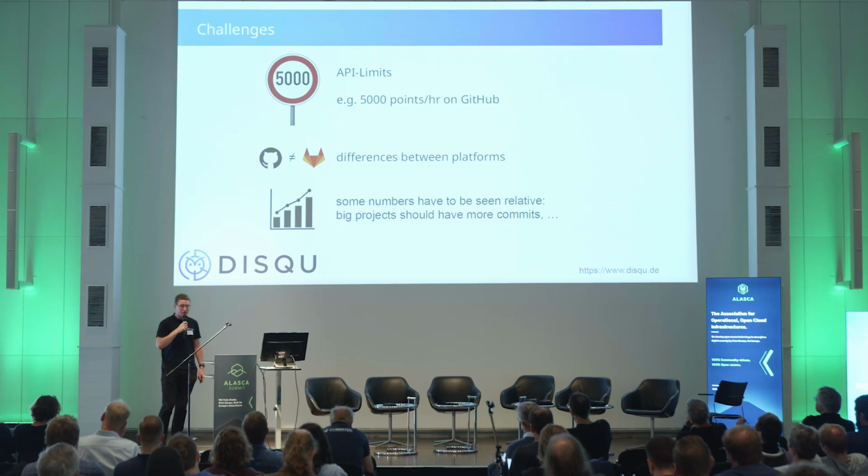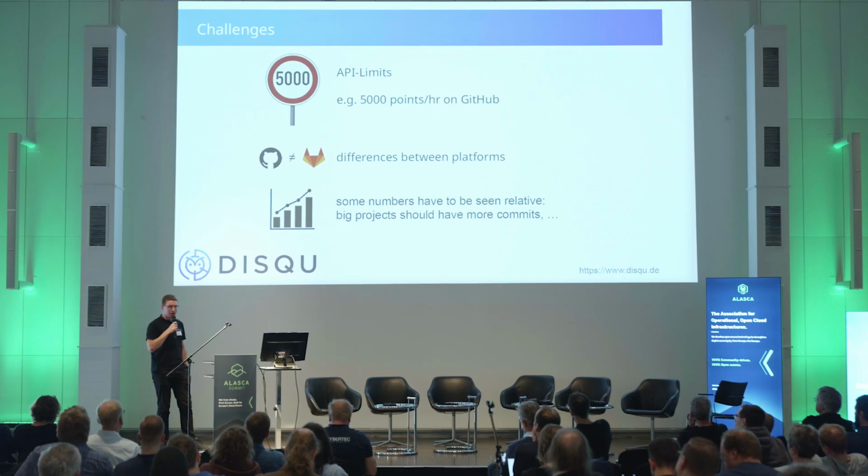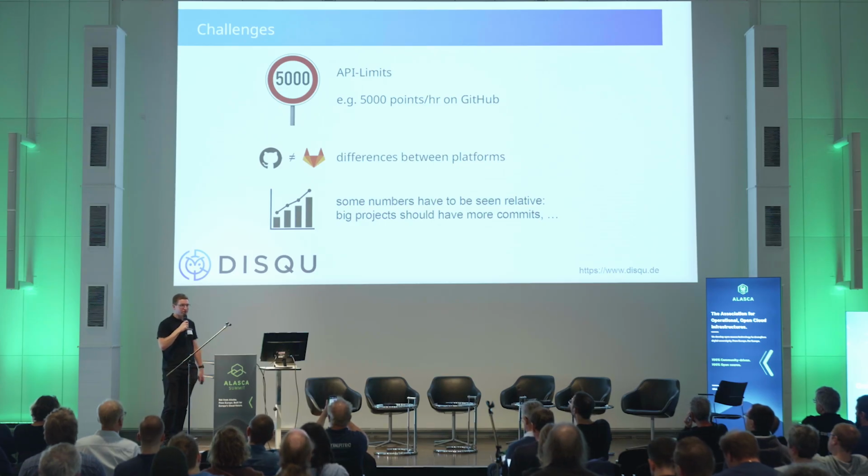Then, of course, the collaboration platforms are not identical. So, for example, taking a look at reviews. On GitHub, you have a review, and this review usually contains a comment why it was approved or declined. This is not true for GitLab. There you have more or less just the Boolean information whether it was approved or not, and the discussion is happening in normal comments on the merge request.